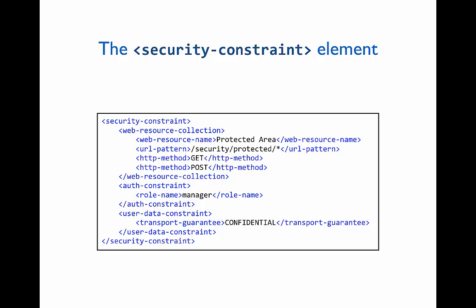Web resource collection, which indicates what resources are to be protected for a given HTTP method or methods. Auth constraint, which indicates what user roles are permitted to access the protected resources. And user data constraint, which essentially tells the web application whether or not to use SSL.